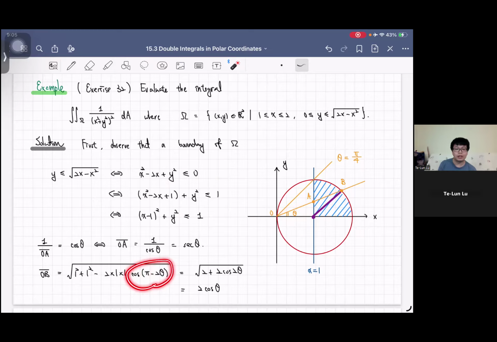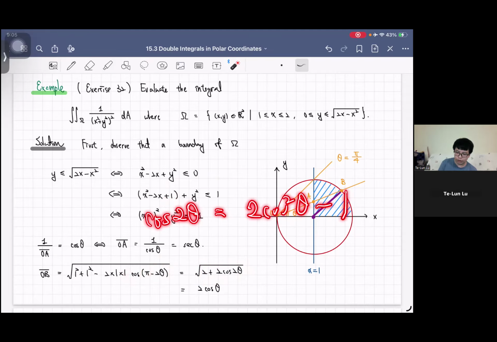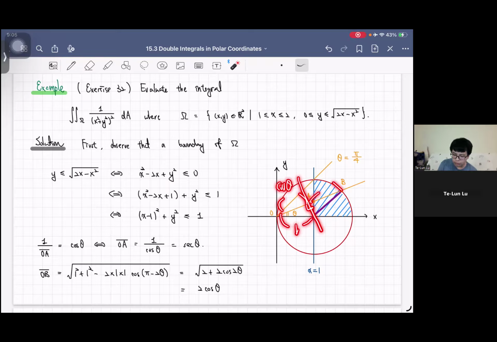And cosine of 180 minus 2 theta is simply minus cosine 2 theta. So you have 2 plus 2 cosine 2 theta. And don't forget the nice reduction formula for cosine 2 theta. It is actually given by 2 cosine squared theta minus 1. Plugging that back, you will have 2 cosine theta. And there's actually a faster version. So if you draw a perpendicular line here, and you see that this is 1, so by definition, this will be cosine theta. And this will also be cosine theta. So OB is simply 2 cosine theta, okay?